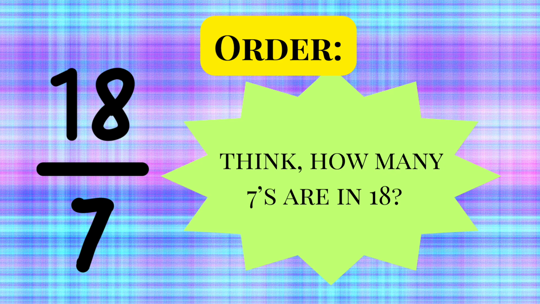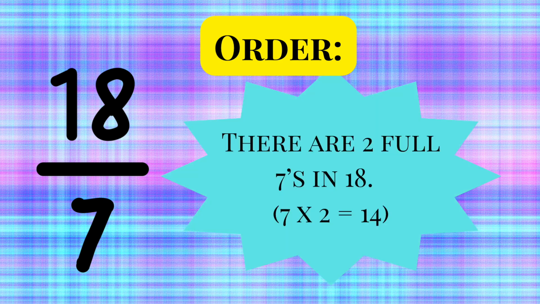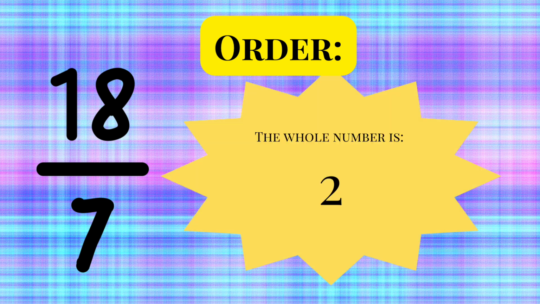Let's start with 18/7. Think about it this way. How many full sevens are in 18? We know that 1 seven is 7, and 2 sevens would be 14. Can we fit another full 7? No, because 3 sevens would be 21, which is more than 18. So we can make 2 full wholes from 18 sevenths.